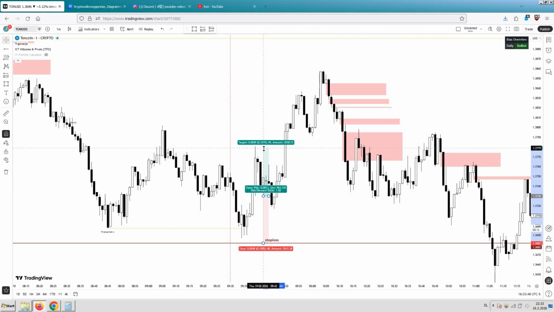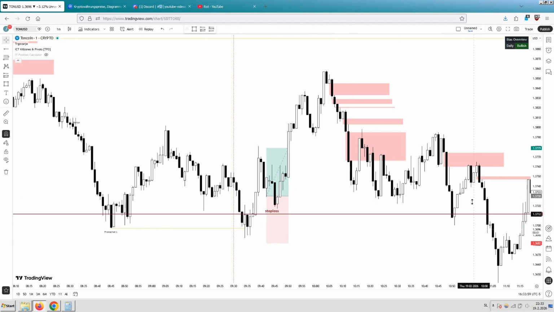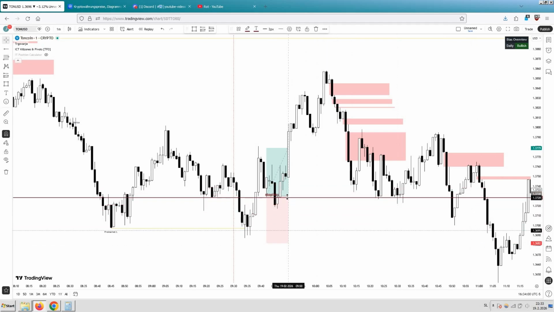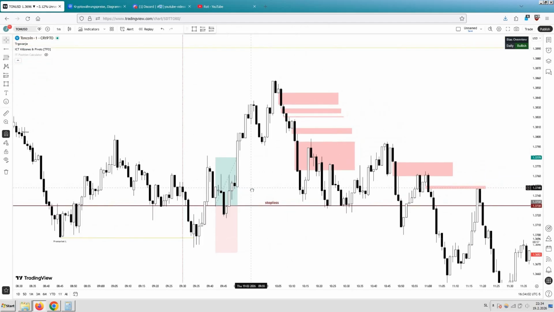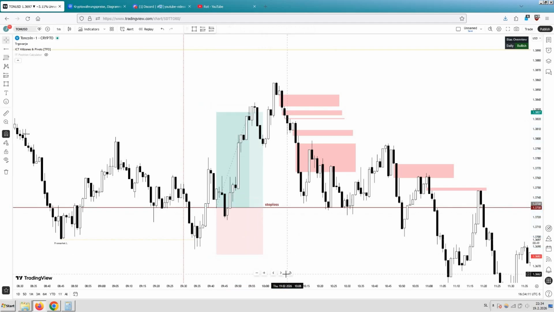Which is here, more or less. Do we get it? Yes, we do. Here. What does that mean? That means we move our stop loss to break even, okay? And then we target 2 risk reward ratio. Do we get it? Yes, we do. And boom, full take profit hit, okay? This is what would have been an even better trade, okay?